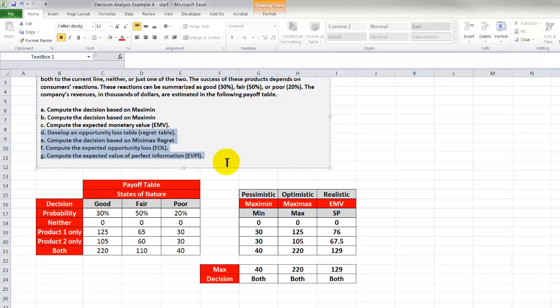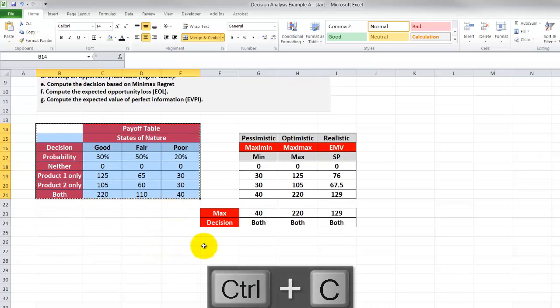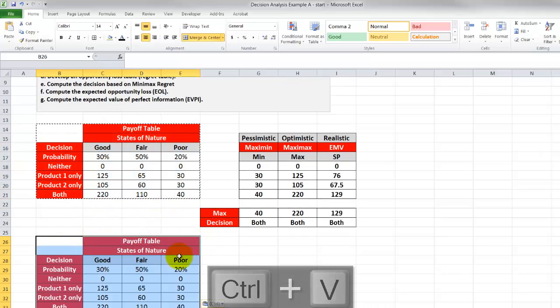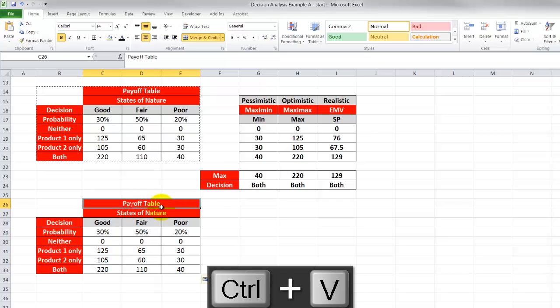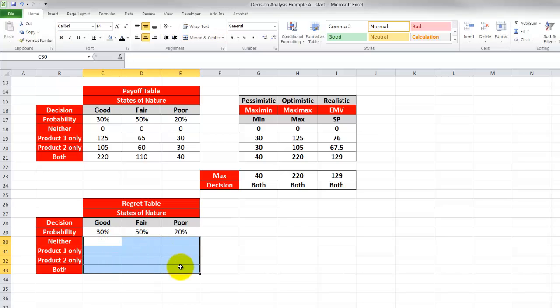So this next portion of this problem-solving technique is identifying a regret table. So let's go ahead and do that. To do that, what I'm going to do is copy this table verbatim. Just copy it, and I'm going to paste it right here. And instead of this being a payoff table, it is now a regret table. We still have our states of nature, we still have the same probabilities, but we're going to calculate our regret. So let's go ahead and remove that.